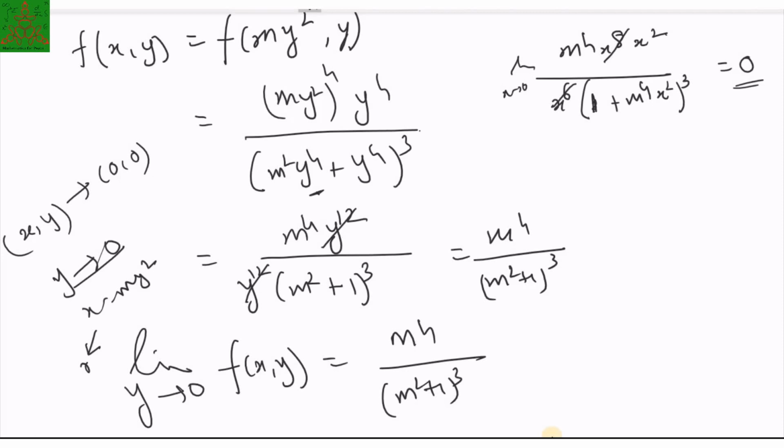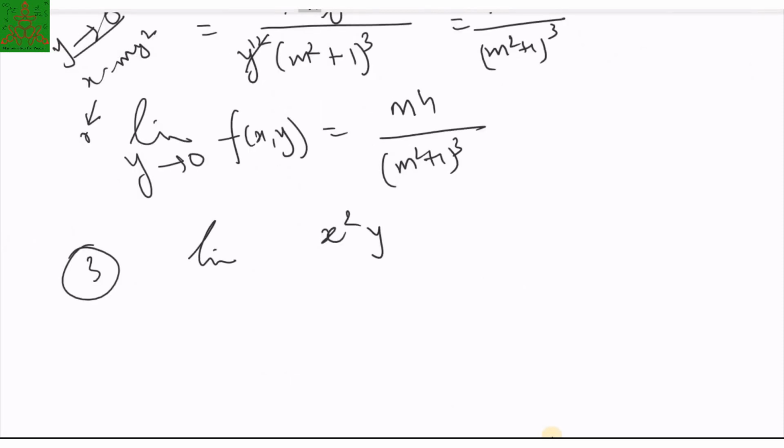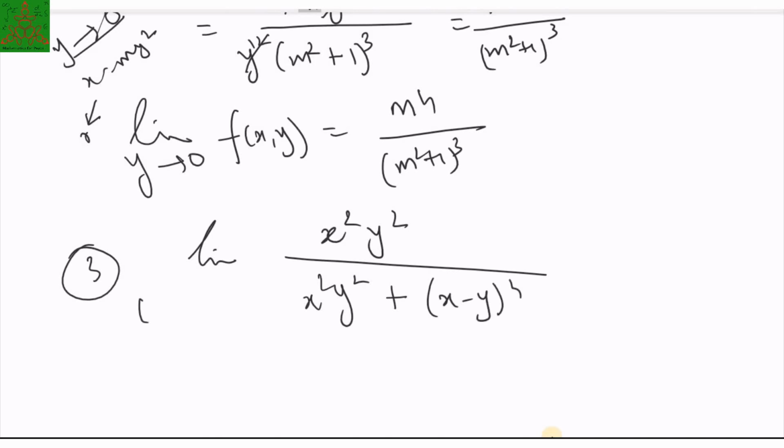Let's have another example. Limit of x square y square upon x square y square plus (x minus y) raised to 4, as xy tends to 0, 0. So here also you can observe, in the numerator you will have the 4 power, so the degree of the numerator is 4. Here it is 2 plus 2, 4, and here it is also 4. So in the denominator also it is 4. So numerator and the denominator have the same degree of the terms.